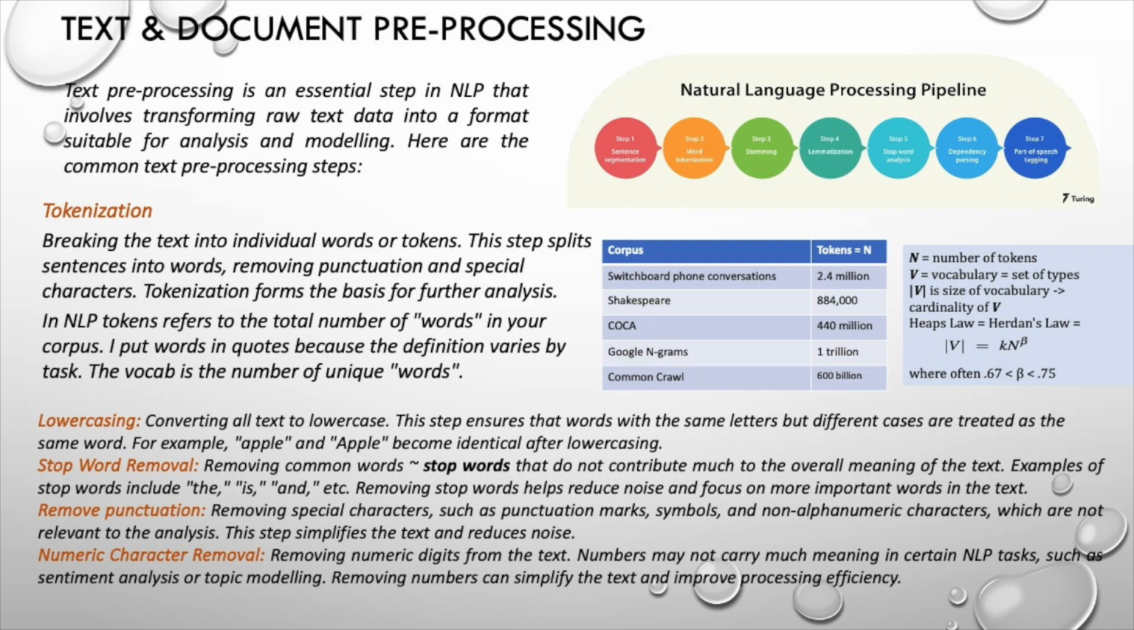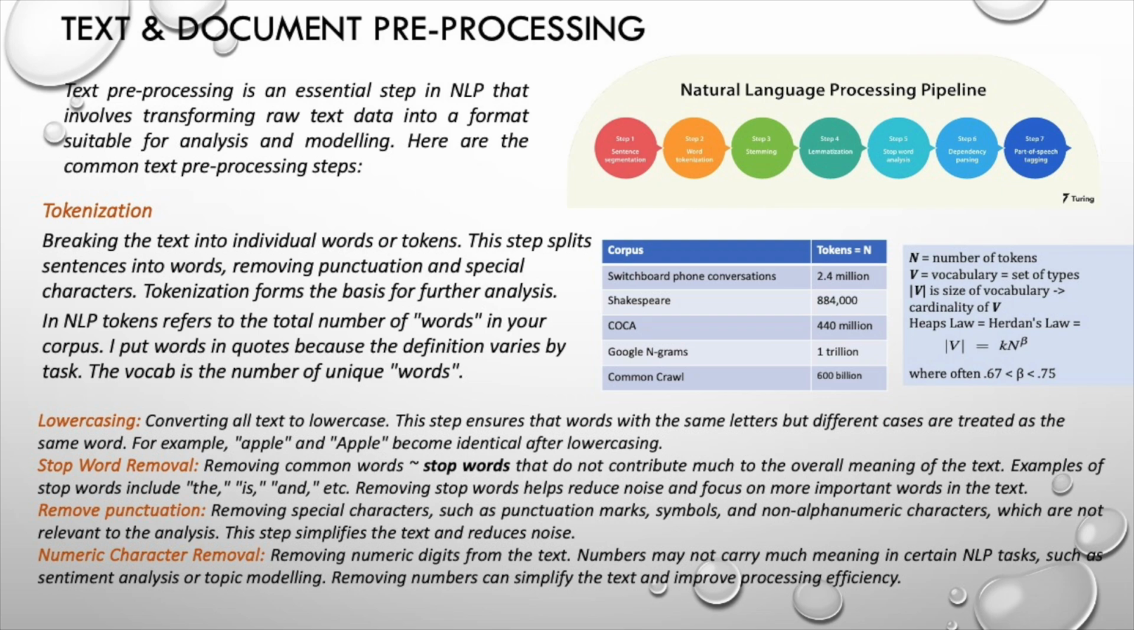In NLP, tokens refers to the total number of words in your corpus. I put words in quotes because the definition varies by task. The vocab is the number of unique words. Lowercasing. Converting all text to lowercase. This step ensures that words with the same letters but different cases are treated as the same word. For example, Apple and apple become identical after lowercasing.